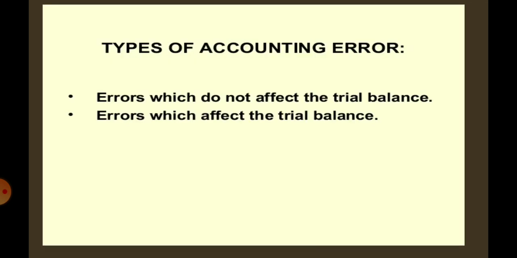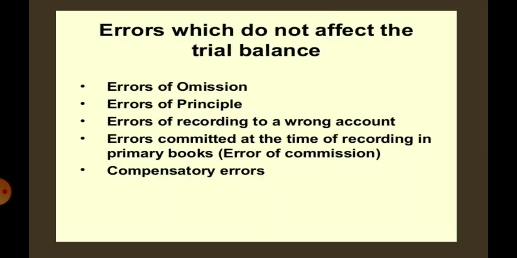Right? Now, the types of accounting errors are errors which do not affect the trial balance and errors which affect the trial balance. Errors which do not affect the trial balance are error of omission, error of principle, error of recording to the wrong account, error committed at the time of recording in the primary book, and compensatory errors.